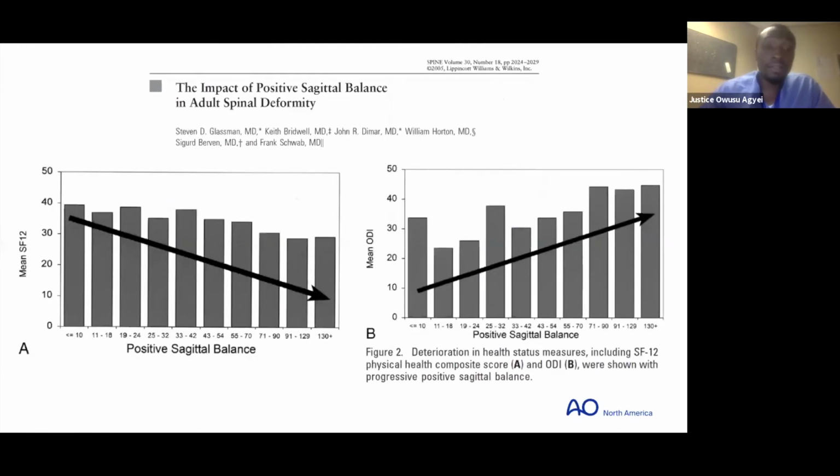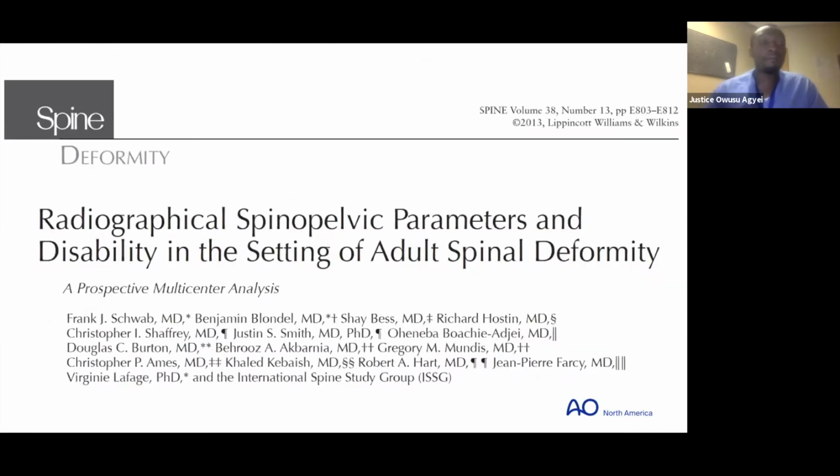And these measurements have been shown time and again to have a significant impact on patient health outcomes. This study by Glassman shows that patients with overall increased positive sagittal balance had a decrease in their mean SF-12 scores, as well as an increase in their mean ODI scores, which is huge when taking care of these patients.